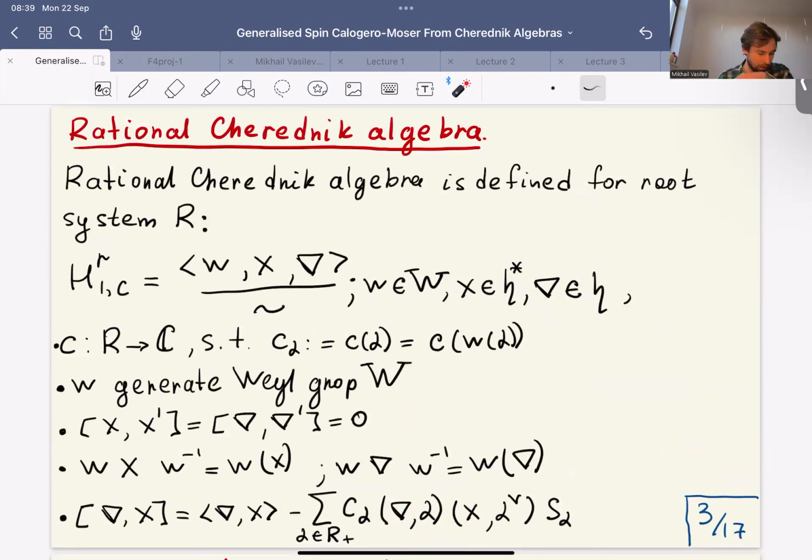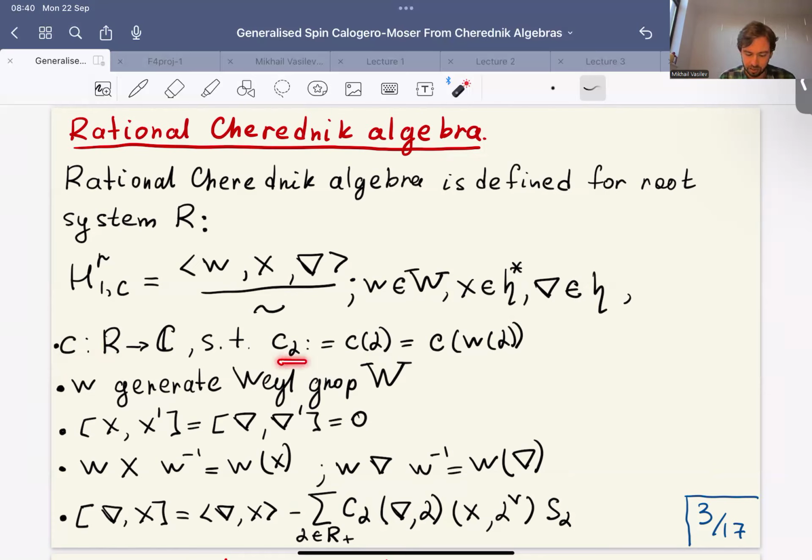Then I need to talk about the main object which will help us to construct such operators, which is the rational Cherednik algebra. The rational Cherednik algebra is an algebra which is generated by a Weyl group. So we fix some Weyl group, we fix a root system, we take the dual Cartan. This algebra is generated by these letters. Additionally, we have this multiplicity parameter, which is a map from the set of roots to complex numbers.